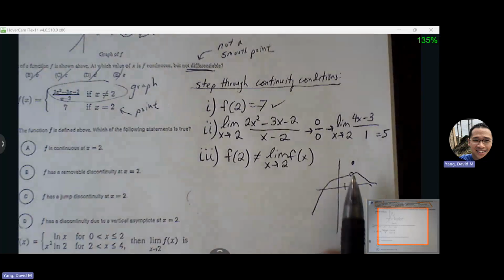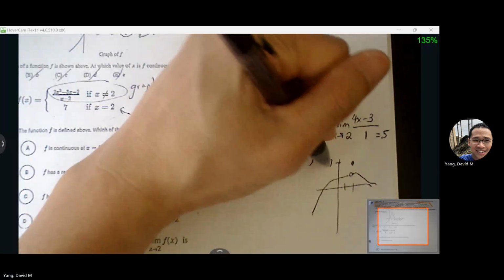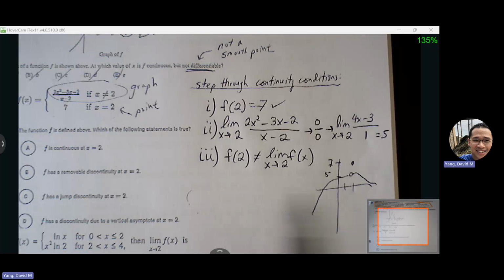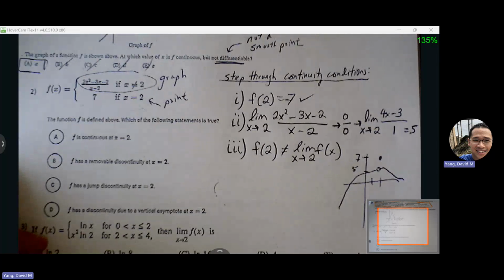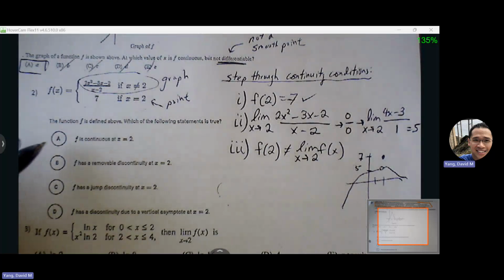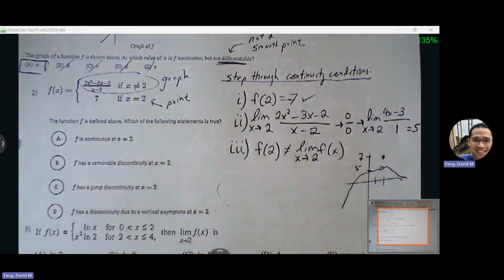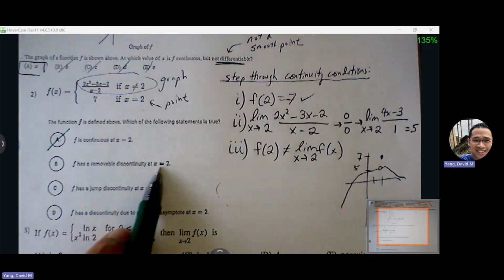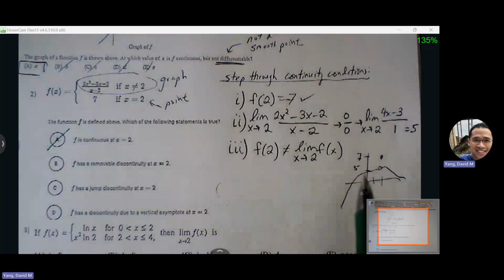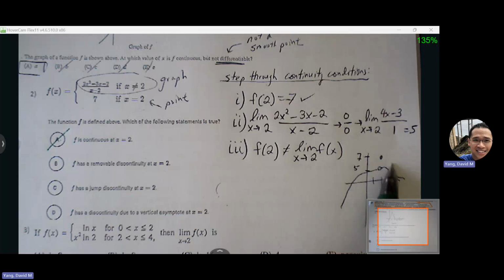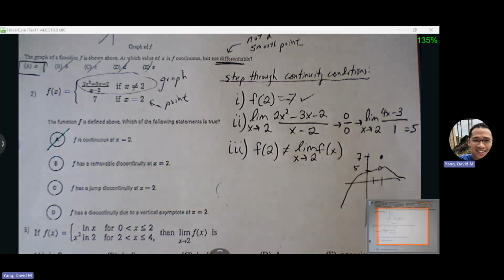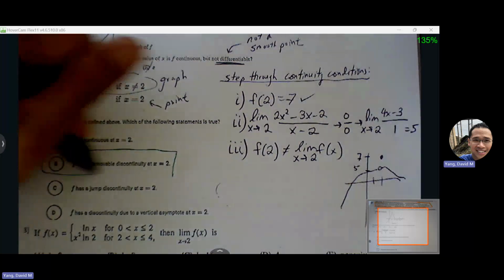Right. The ordered pair is sitting up here at 7, but the limit is headed towards a different y value. Now, if you look at this, we can go through our conditions here and see which one is the best fit. Continuous at x equals 2, obviously not true. If it's continuous, it would have to pass all three conditions. There's a removable discontinuity at x equals 2, so that means there's a hole in the graph, and that is true. We definitely see that there's a hole in the graph. Removable discontinuity means it passes the second condition, but not the third. So this one is our best option.